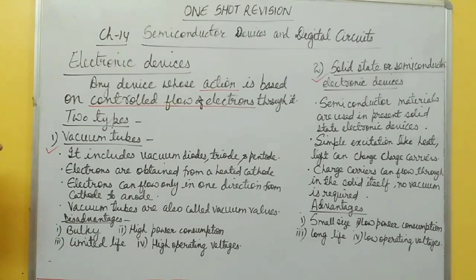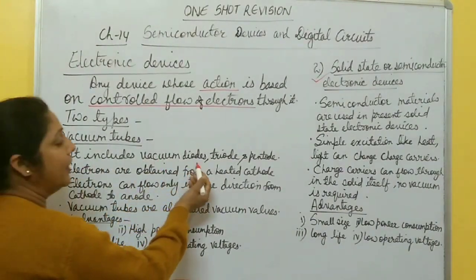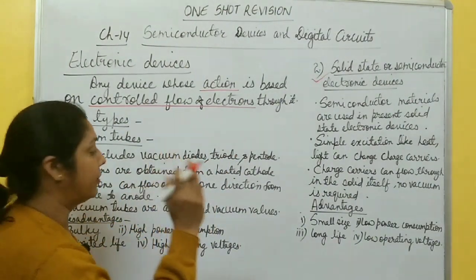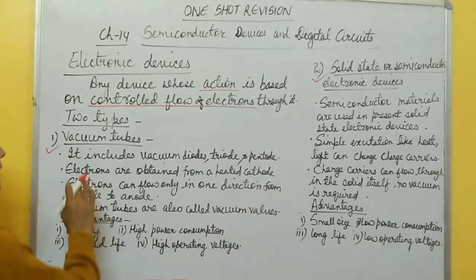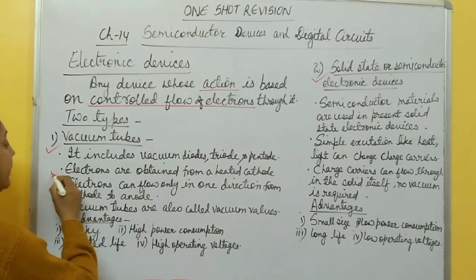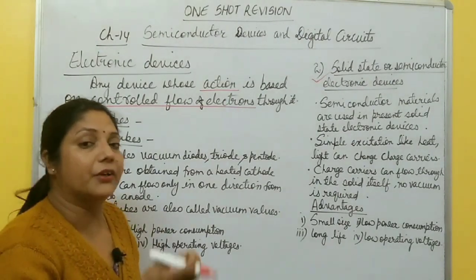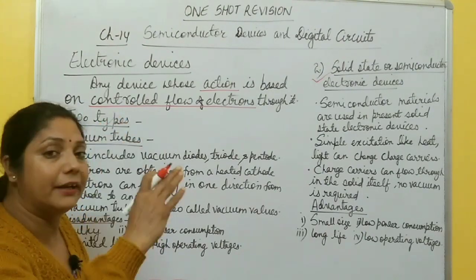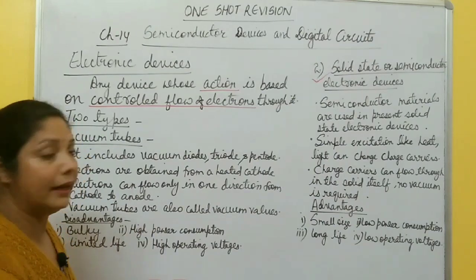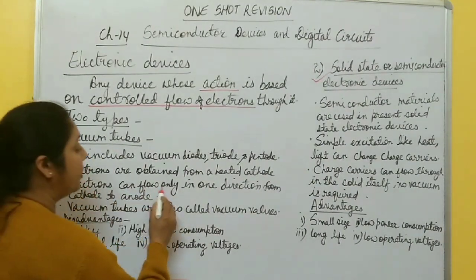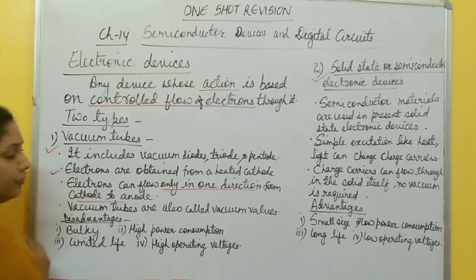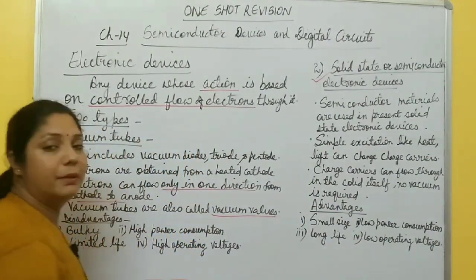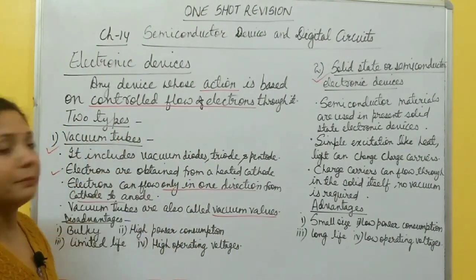Now what is this first type? Vacuum tubes. It includes vacuum diode. Diode means 2 electrodes, one is cathode and another one is anode. Triode means 3 electrodes. Pentode means 5 electrodes. And these electrons are obtained from the heated cathode. When you heat the cathode, electrons are emitted from the cathode, and these electrons flow in a controlled manner from cathode to anode, where they are collected by the anode. So electrons can flow only in one direction from cathode to anode. These vacuum tubes are also called vacuum valves because vacuum is required for this type of tubes.